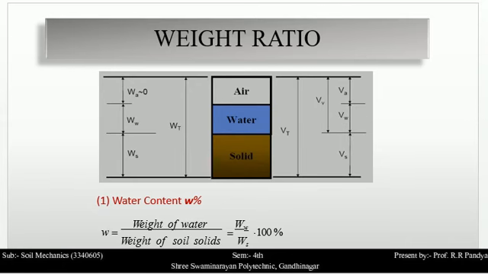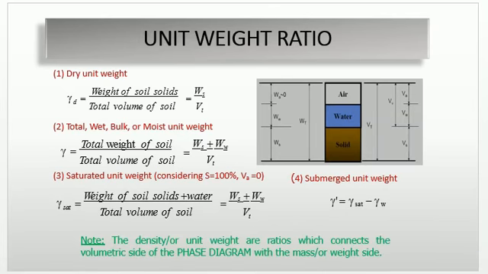The next, unit weight ratio. In unit weight ratio, I divide it into 4 equations. First one is dry unit weight. Dry unit weight is denoted by gamma d. So gamma d is equal to the ratio of weight of soil solids upon total volume of soil.